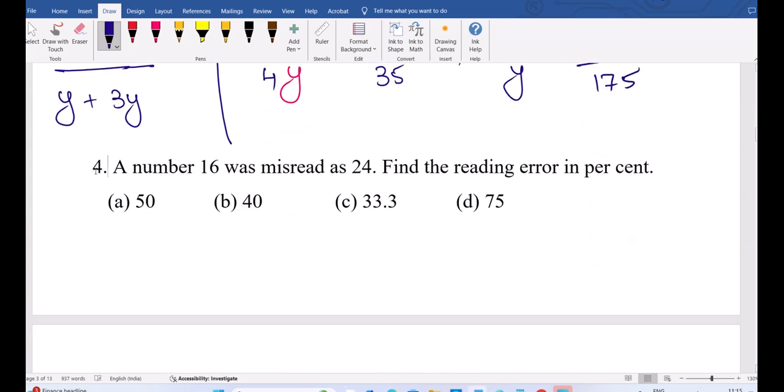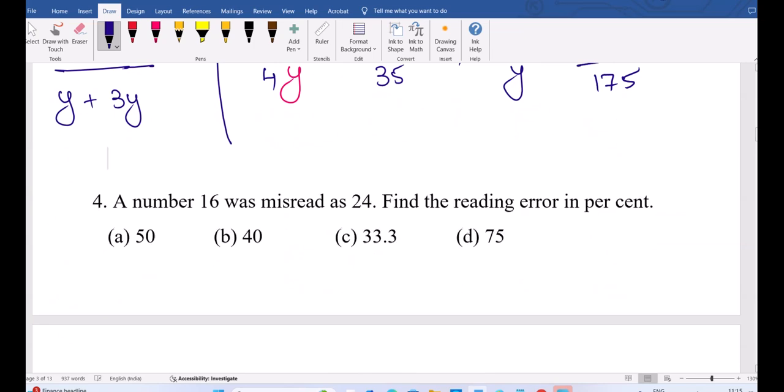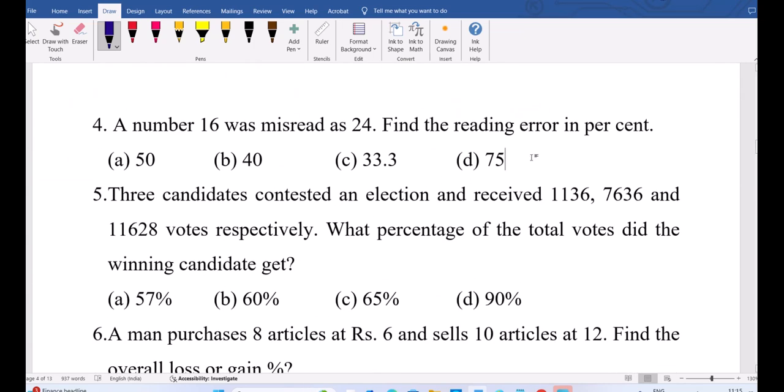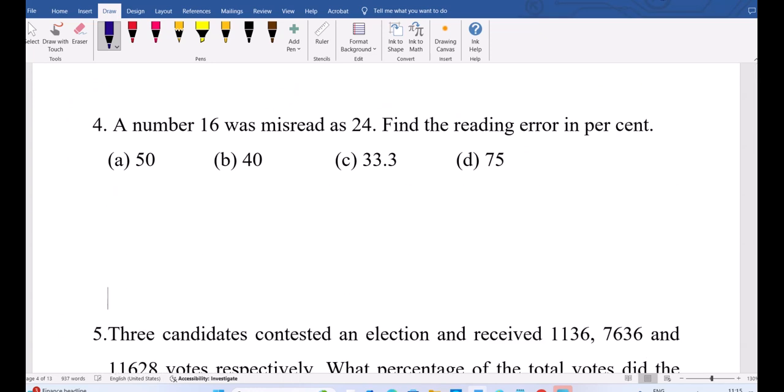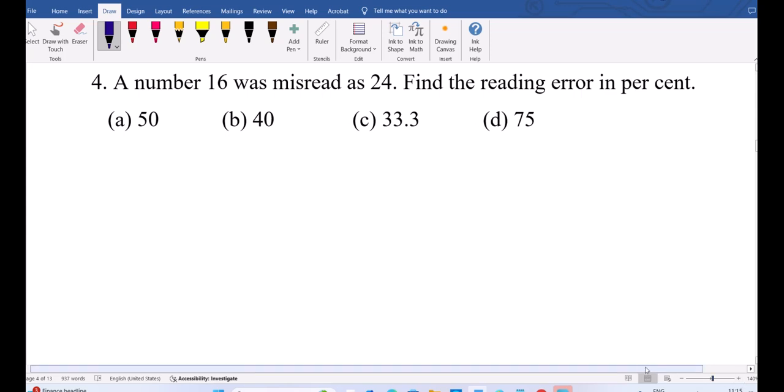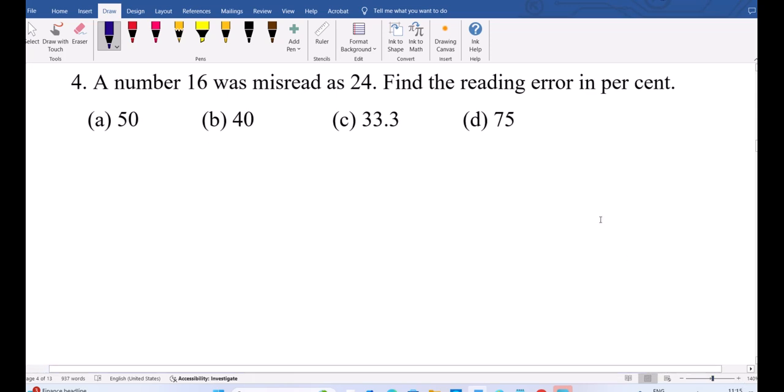So fourth question they gave: a number 16 was misread as 24. Find the reading error. So generally, error means what? Correct one written as wrong. This is indirectly a good question from the percentages concept. Okay, percentage error. But don't try to go by any formulas like that. So 16 was misread as 24.